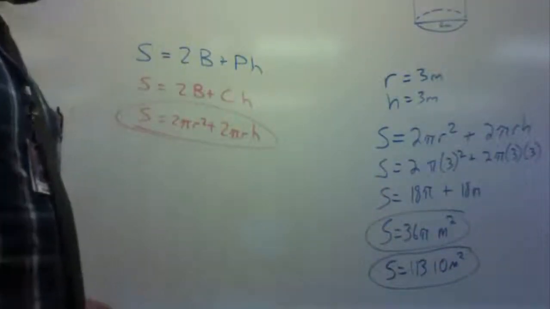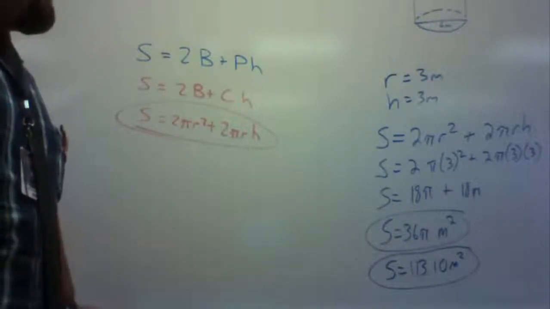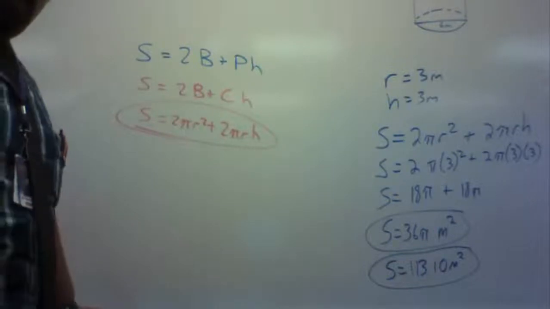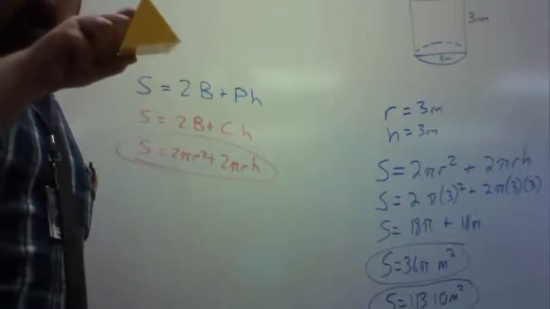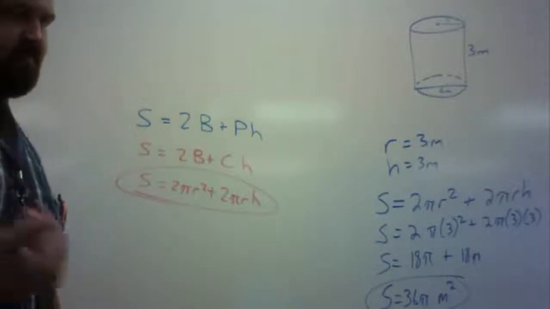That's it for surface area of a prism. Sorry, of a cylinder. I find this to be a little bit easier than the prism, just because the prism can have shapes that are a little bit harder to find with area of the base. But with these, if you know r and you know h, it's pretty much plug it in and you're done.